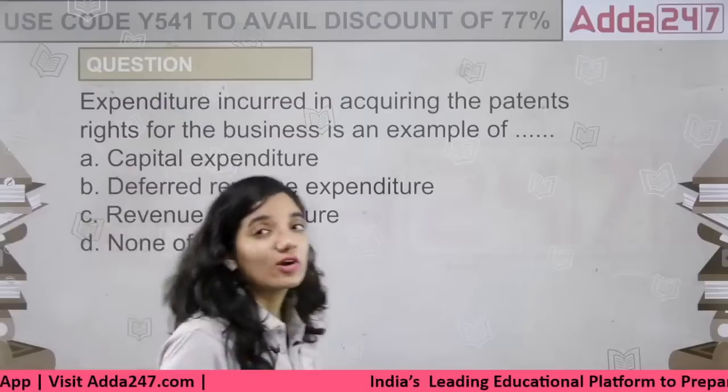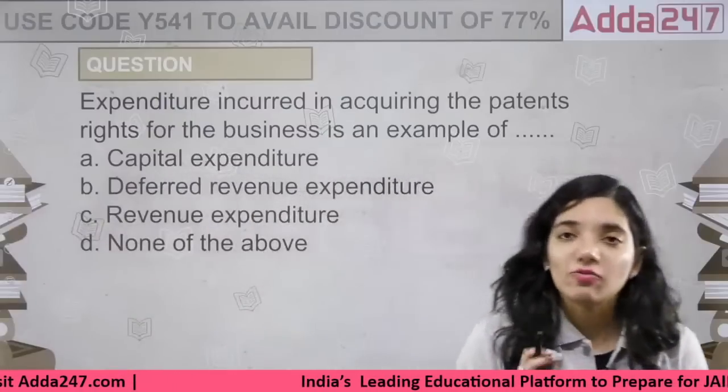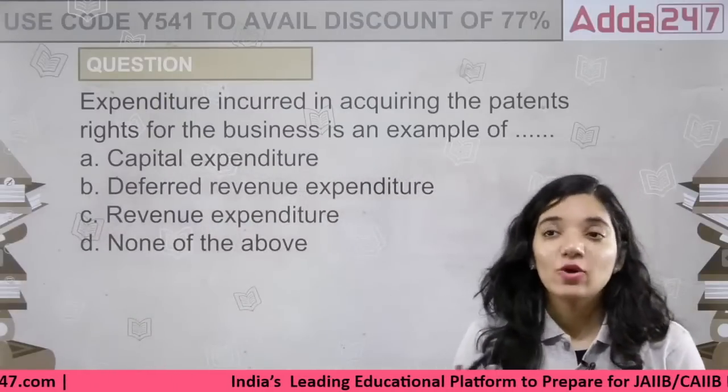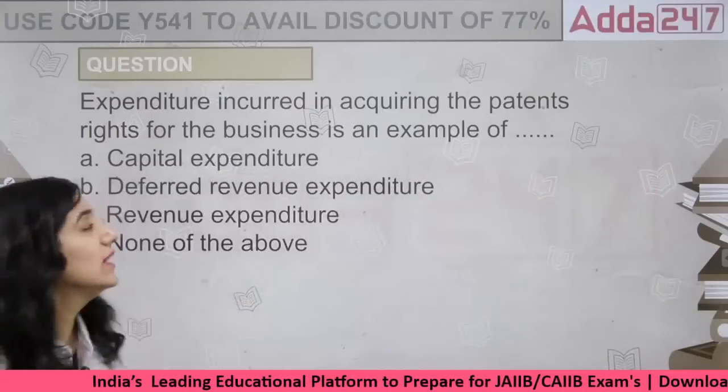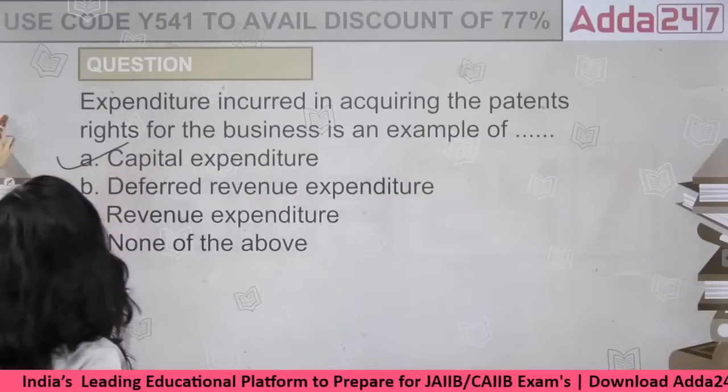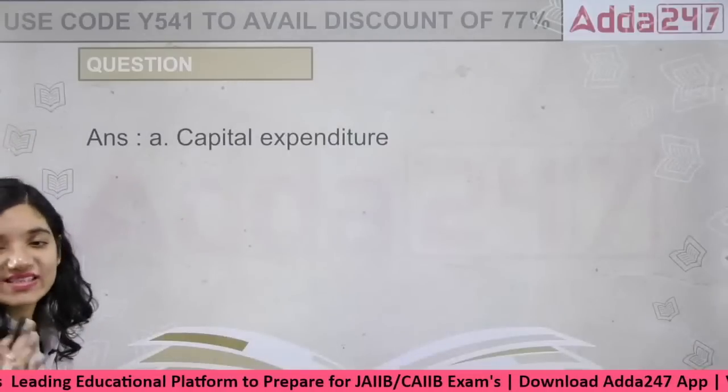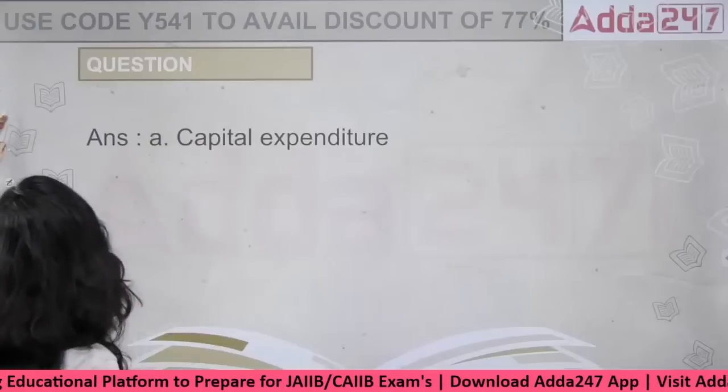When we talk about acquiring the patents, that means we're generating an asset. When we are buying an asset, we are making a payment. It's going to be a capital expenditure, right? So the correct answer to this question is capital expenditure.